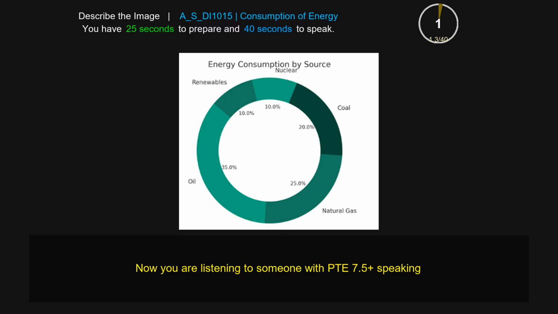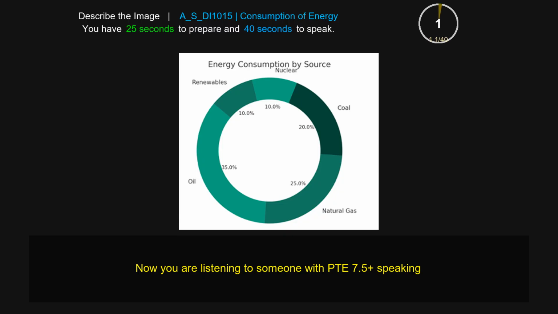The image provided is a pie chart that gives detailed information about energy consumption by source. From the image, it is evident that natural gas is the highest constituent of the pie, which is 25%. Conversely, renewable is the lowest, which is 10%. Another interesting point is coal constitutes 20% and oil constitutes 35% respectively. To conclude, energy consumption by source was the main feature.